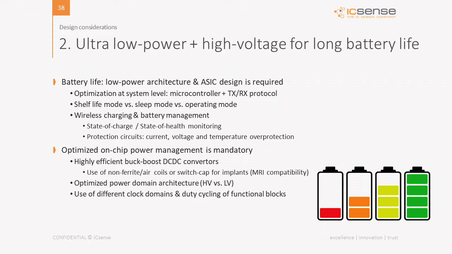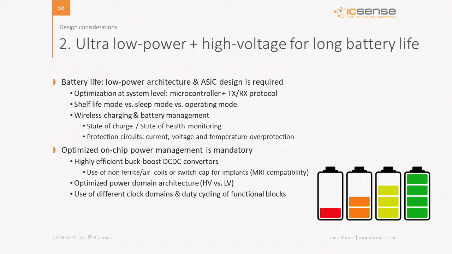Keep in mind that if you want to make sure that your product is MRI compatible, you need to use non-ferrite or air coils, or consider a switched-cap implementation for your implants. These solutions are, of course, less efficient than ferrite coils. So you need to make some trade-offs. Do you want very efficient systems, or do you want to make sure that your product is MRI compatible? Also, you can play with optimized power domain architectures so that you define high voltage and low voltage domains.